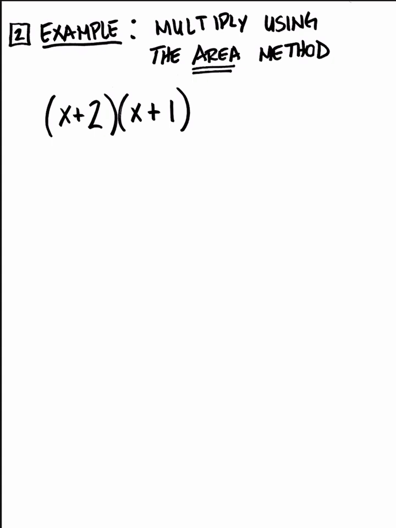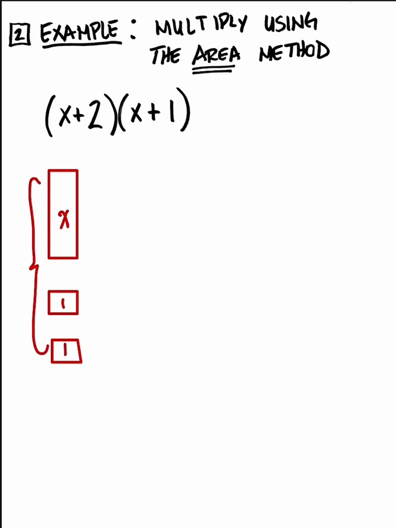So first, let's go ahead and draw our tiles for x plus 2. So we know our x looks like this. And then we have plus 2, so we'll have 1 and 1. So this is x, this is 1 and 1. So we have x plus 2. Now looking at x plus 1, we know our x looks like this. And then we have 1 tile.